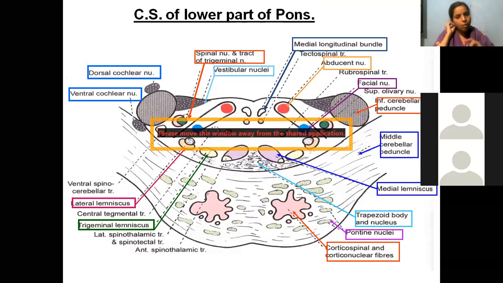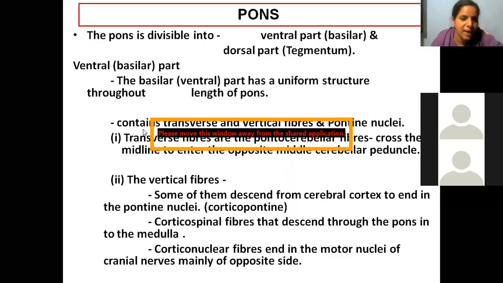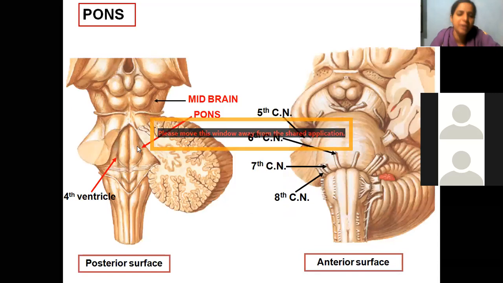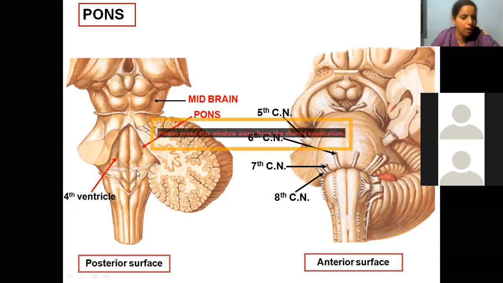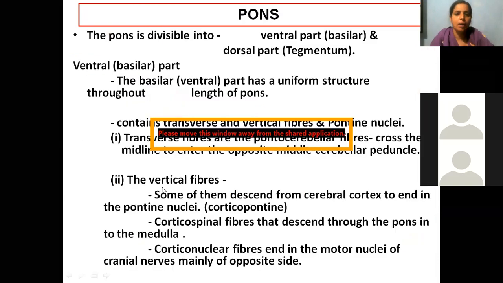Now, for pons also we take two sections. Pons and fourth ventricle are the same, 100% same. The posterior aspect of pons is nothing but fourth ventricle only. The posterior aspect of medulla oblongata is also nothing but fourth ventricle only. The upper half of fourth ventricle is contributed by pons, that's why you will write the same points there. The lower half of fourth ventricle is contributed by medulla.